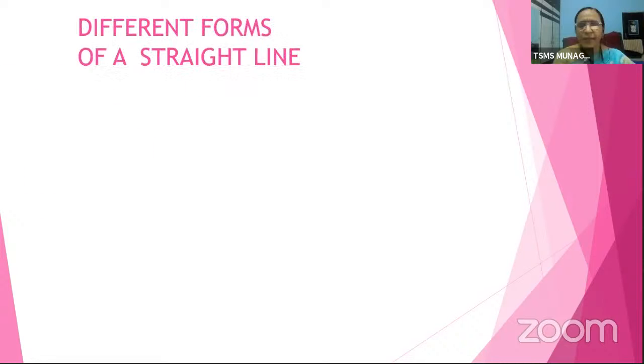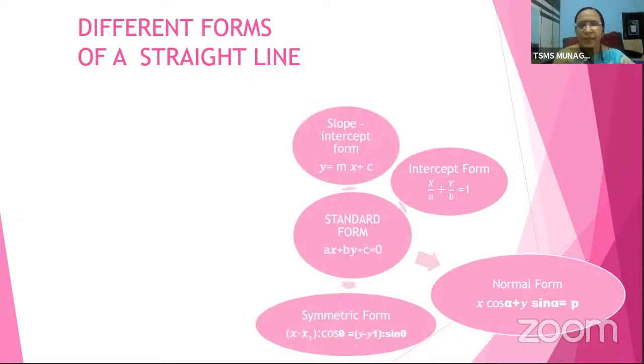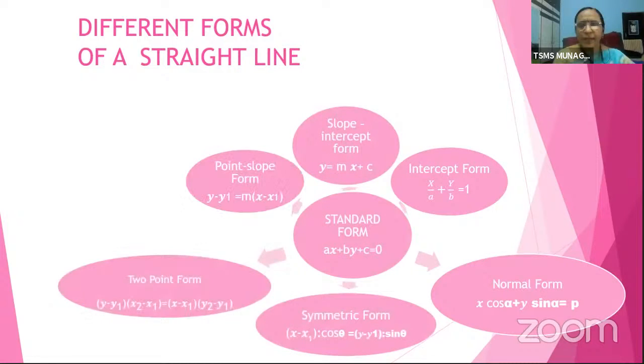We also have seen the different forms of straight lines, or the shalkaras of the straight line. We have the standard form, ax plus by plus c equal to 0, slope intercept form, point slope form, two-point form, symmetric form, and also the normal form. These are the different forms which you will be using according to the data given, to find the equations of straight lines and to understand a straight line in different modes.